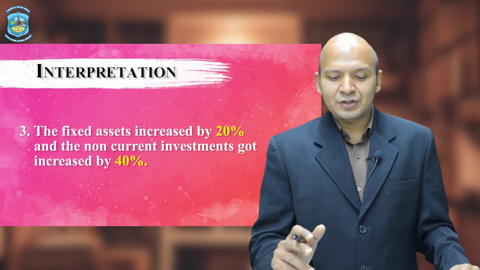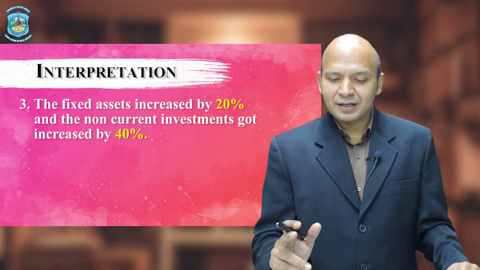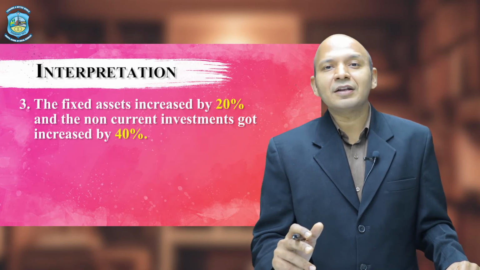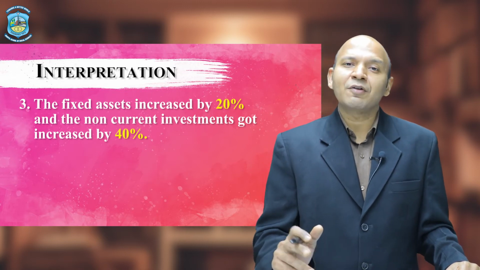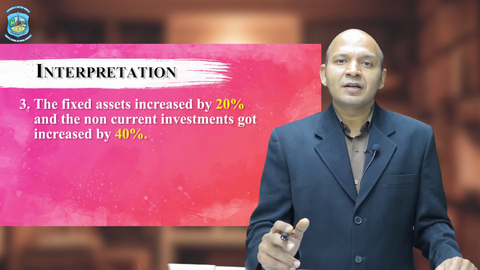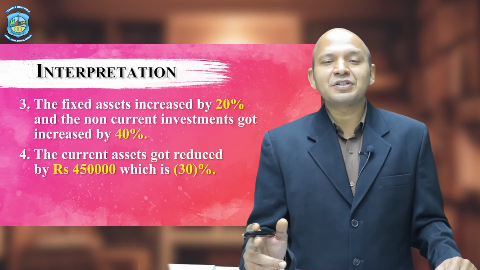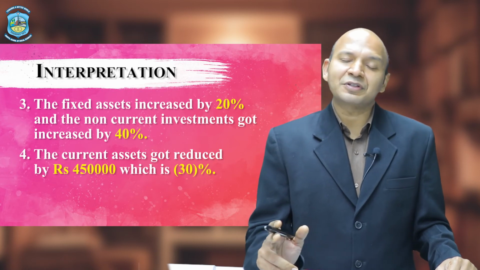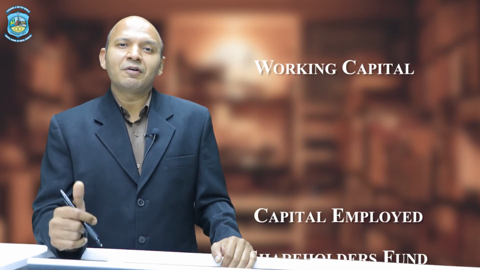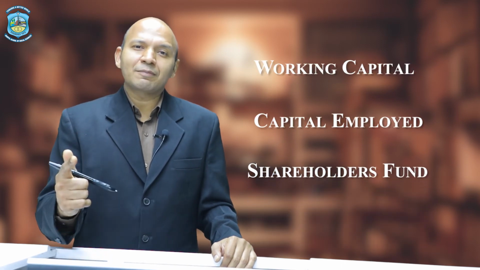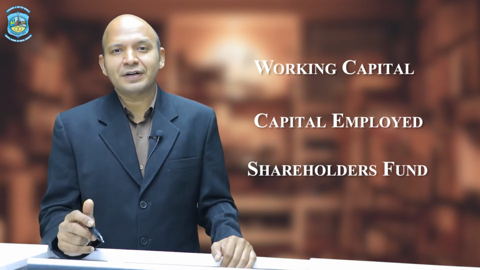The fixed assets increased by 20% and the non-current investments increased by 40%. The current assets got reduced by 4,50,000, which is represented by negative 30%. The comparative balance sheet can also be presented by showing working capital, capital employed, as well as shareholders fund.